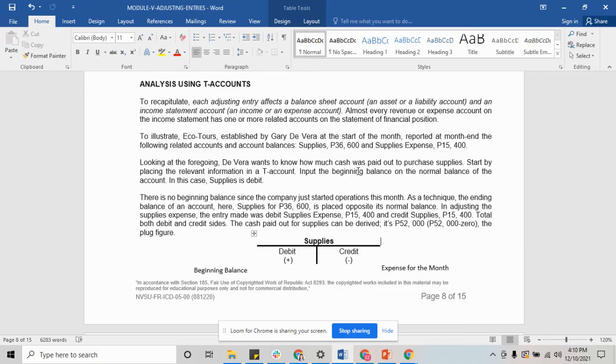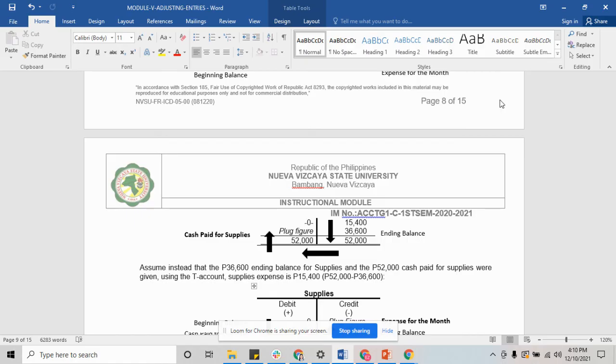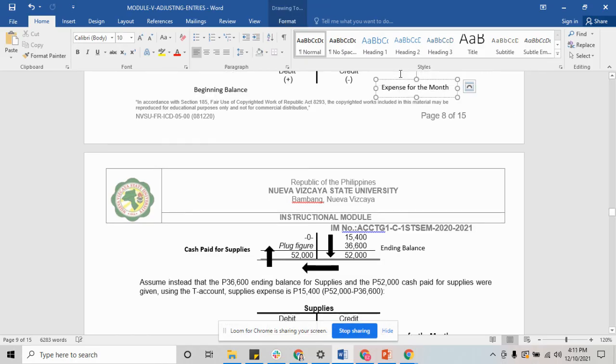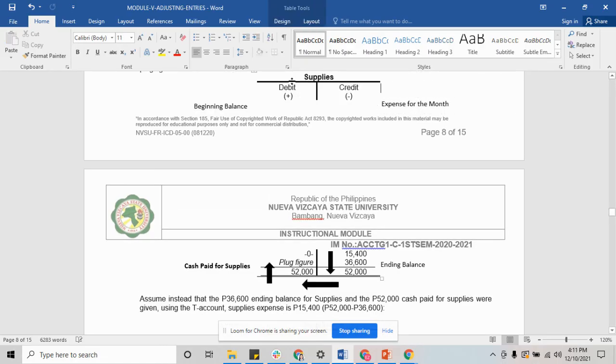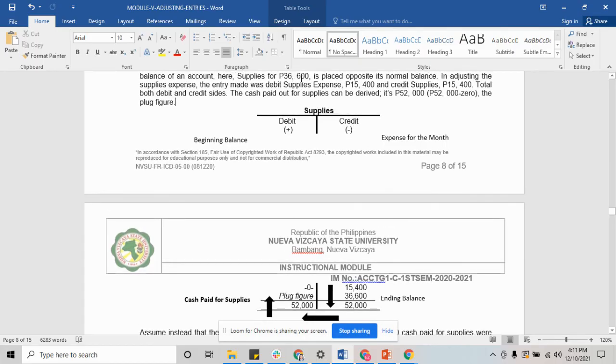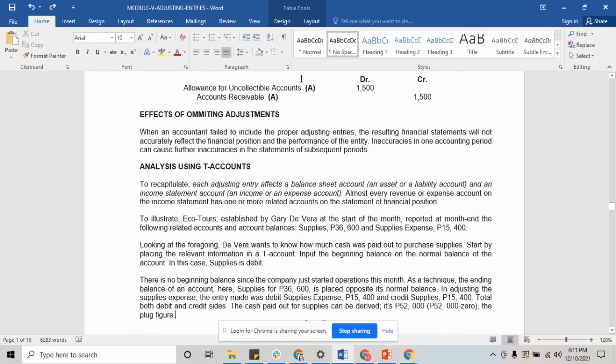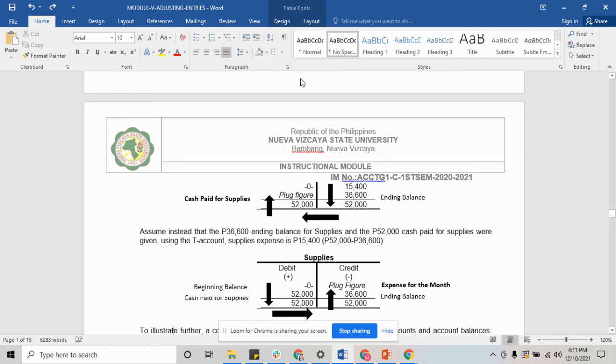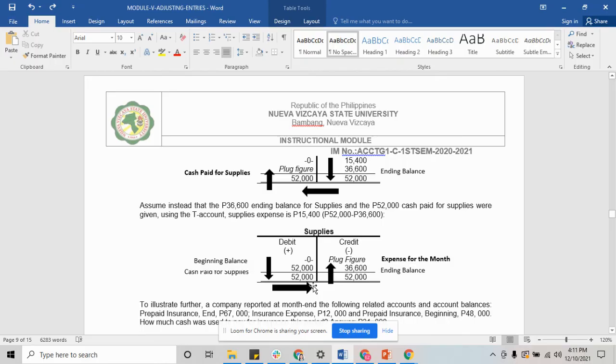Total both debits and credit sides. The cash paid out for supplies can be derived. It's 52,000 minus 0. So let's check the T account. Ito, ibaba natin. Ay, mali. So ito, pabaliktad lang siya. Para ini-squeeze mo lang siya para makuha mo yung total amounts within the T account.